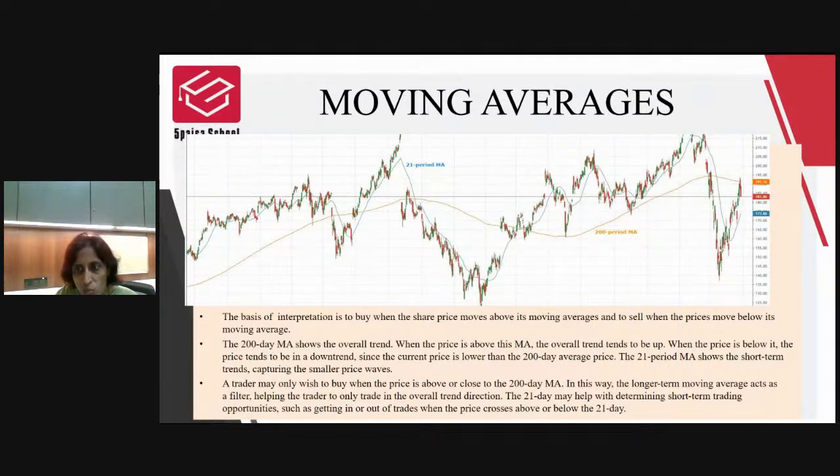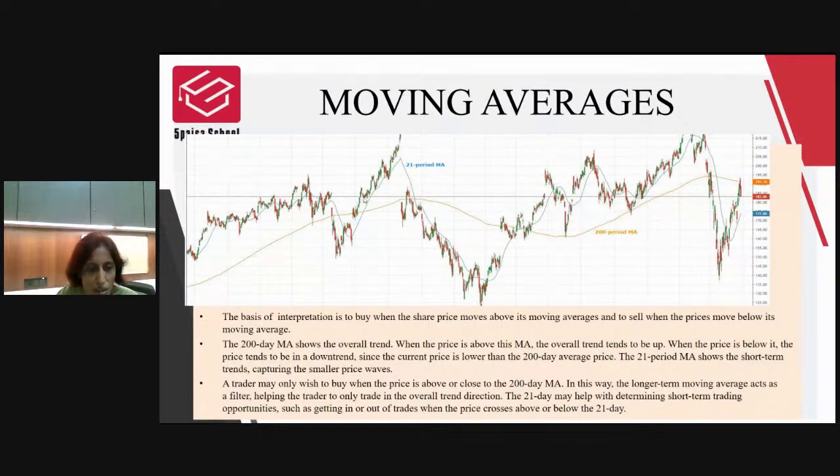And when the price is below this particular moving average, that is the 200-day moving average, the price tends to be in a downtrend. Since the current price is lower than the 200-day price average, it is very much conclusive of the fact that the market is trending downwards. The 21-day moving average shows the short-term trend, capturing the smaller price range.